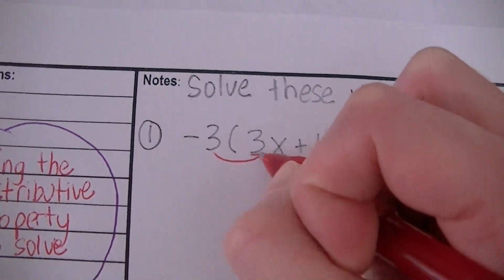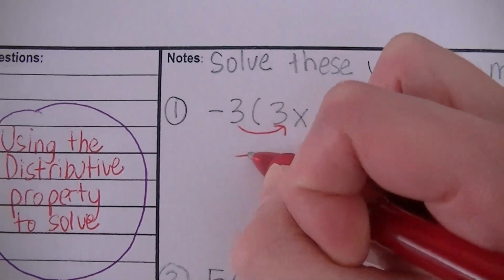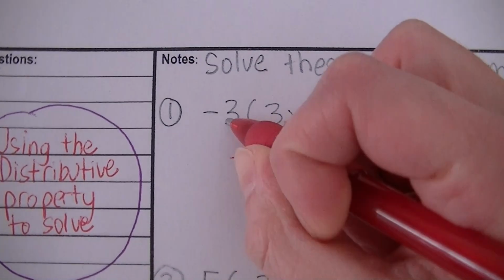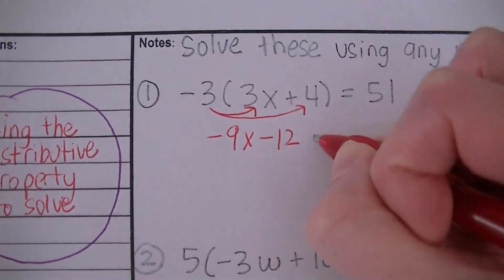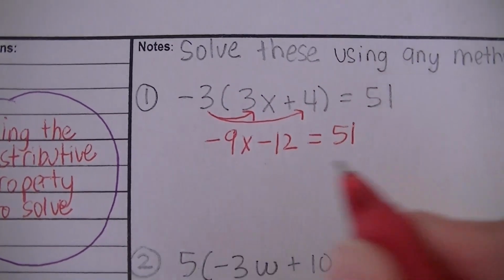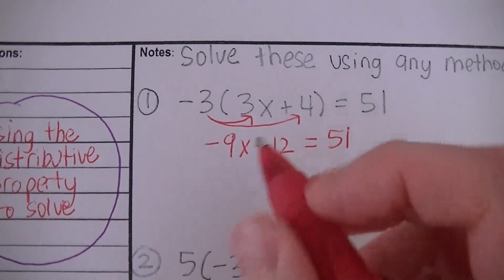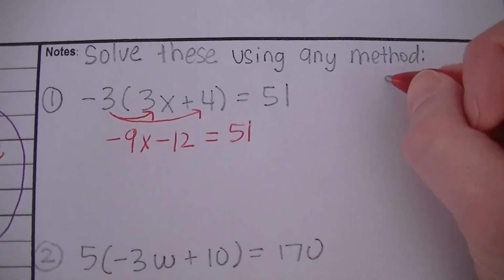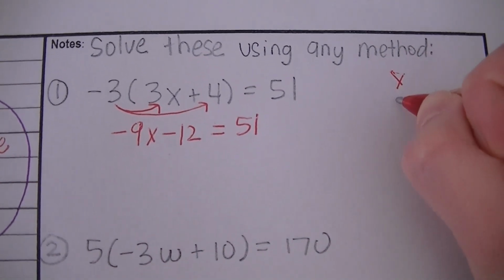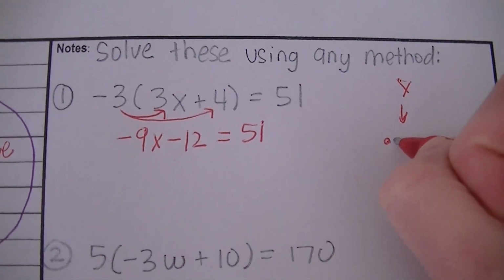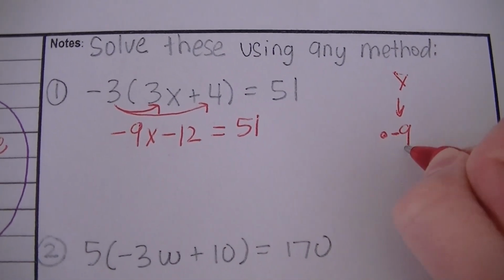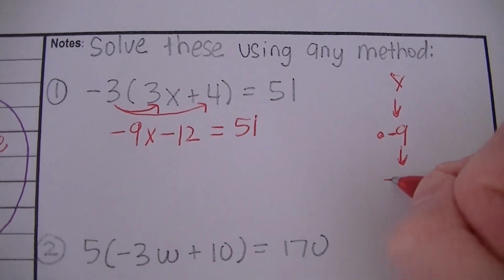So negative 3 times 3x is a negative 9x. The negative 3 times a positive 4 is a negative 12. And that's going to equal 51. Okay, now that we've simplified it using the distributive property, I'm going to go ahead and build it. Start with x, and then we multiplied it by negative 9. And then after that, we subtracted 12.